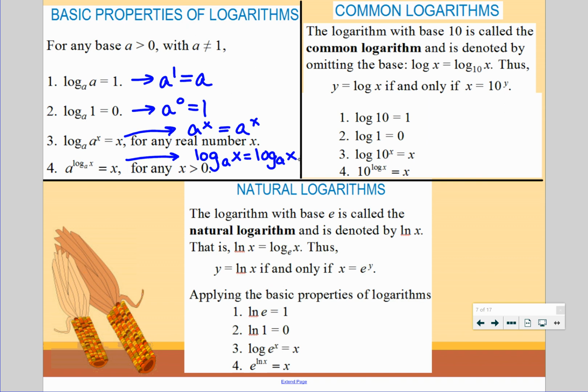So if you ever see a log base and an exponent of the same base, they cancel and leave me with whatever's in the power, which is what we're seeing here. Okay, if I say log base 10 of 10 to the x power, I get x, because the 10s cancel. Same thing here, they cancel.